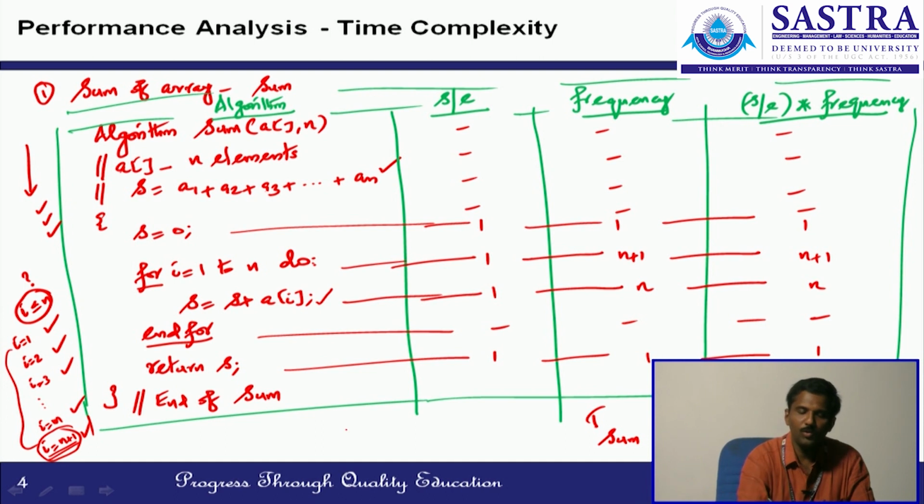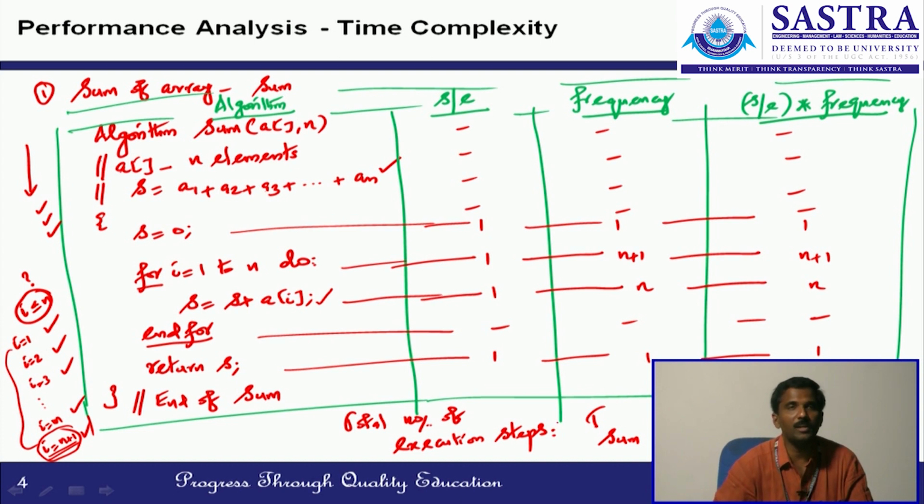So, the total number of execution steps in the sum algorithm is T sum of n is equal to 2n plus 3. The same result that we obtained earlier using the step count method.